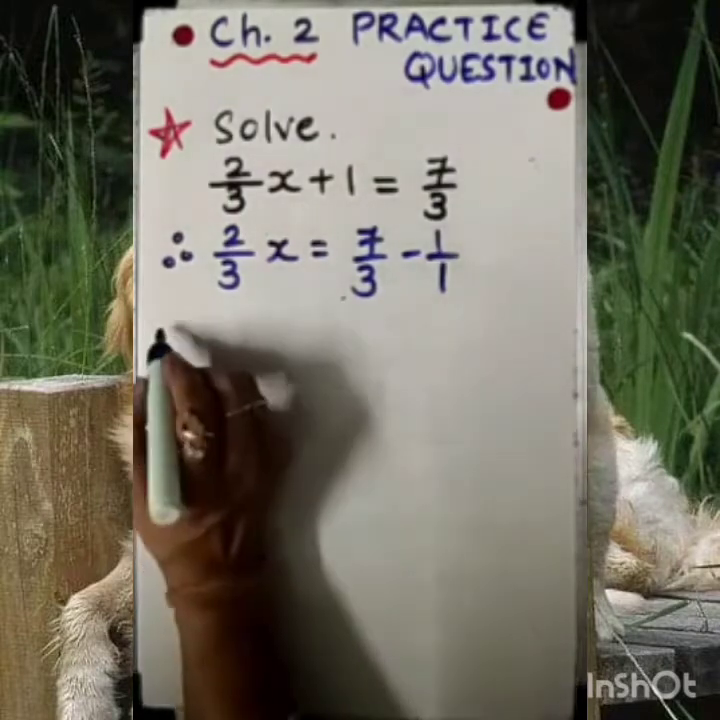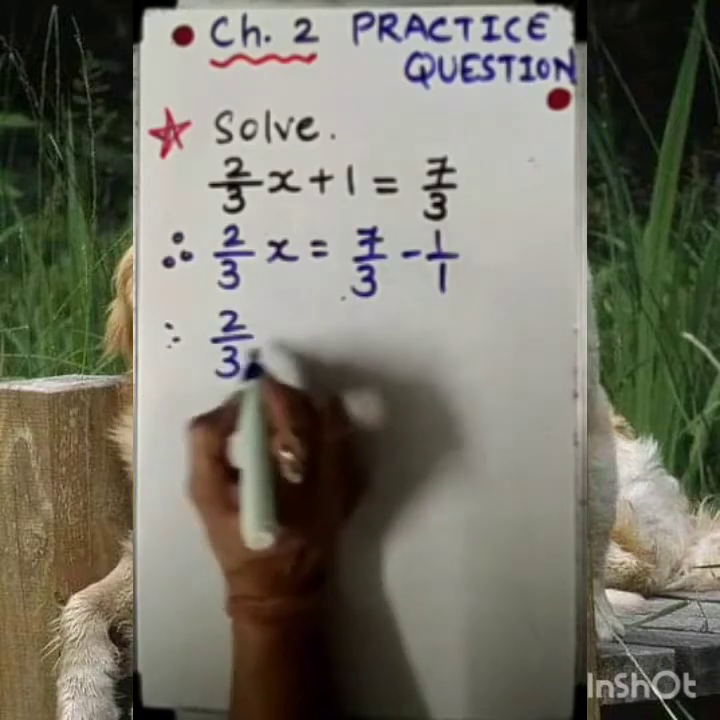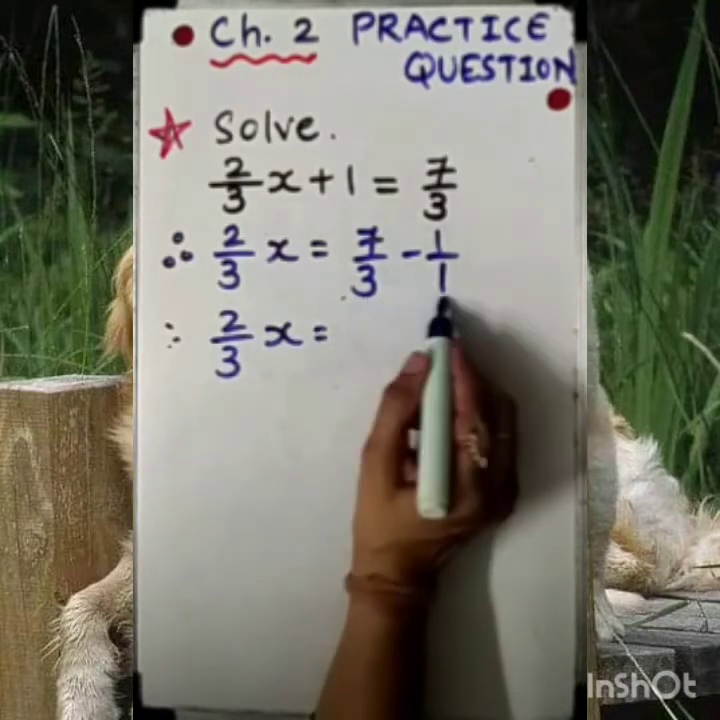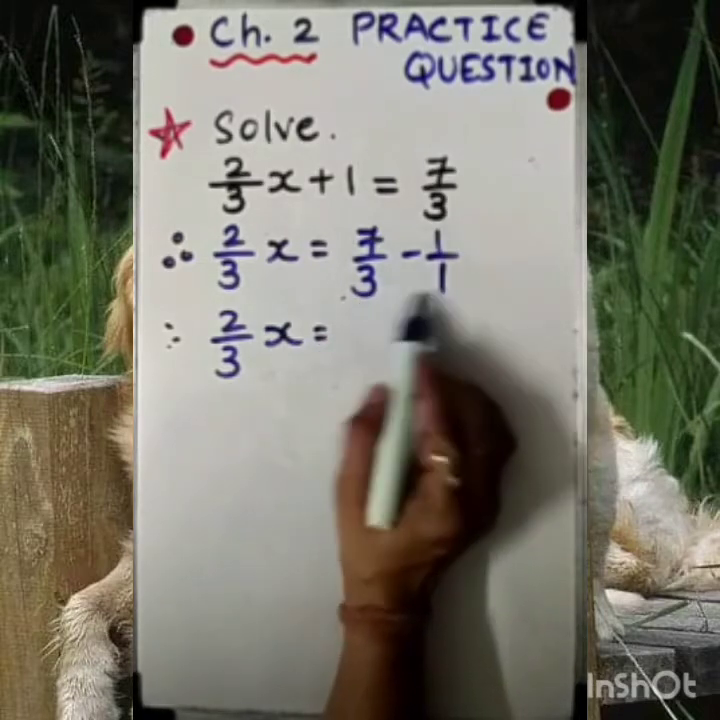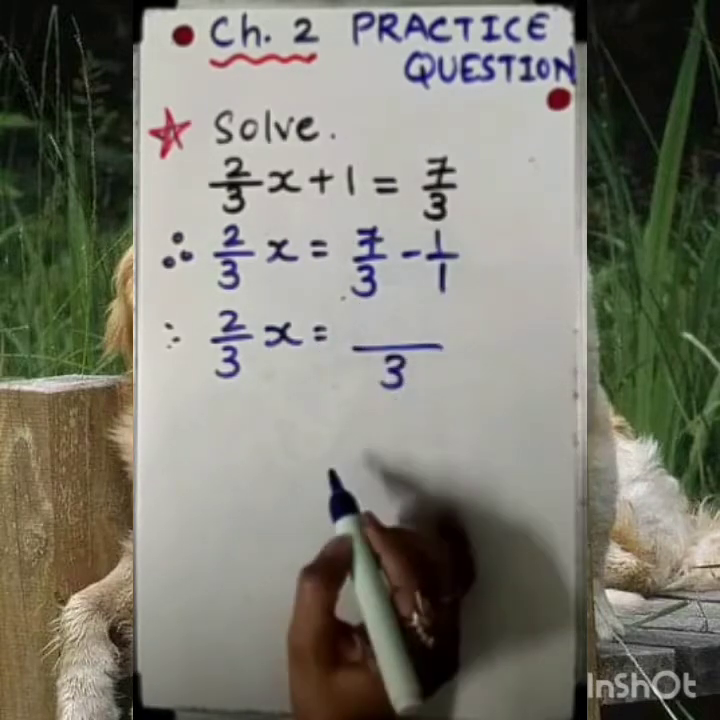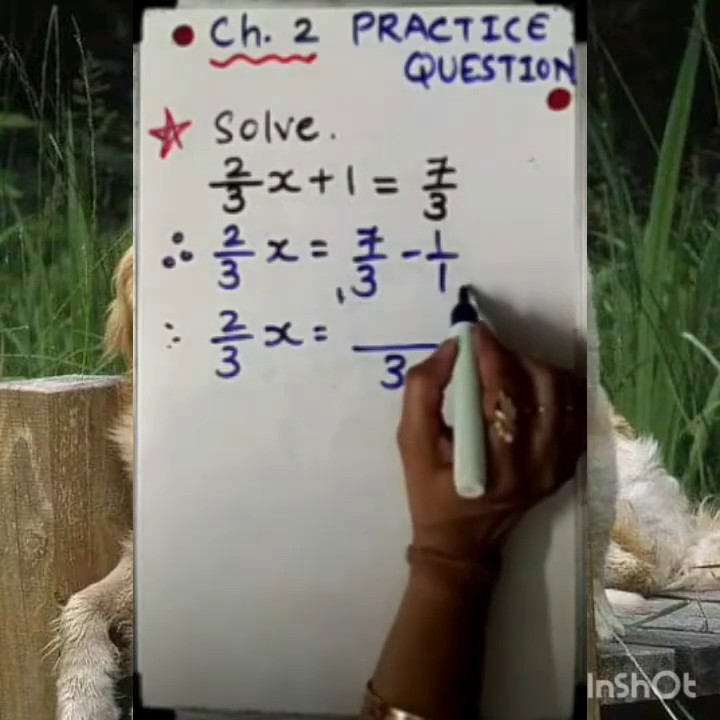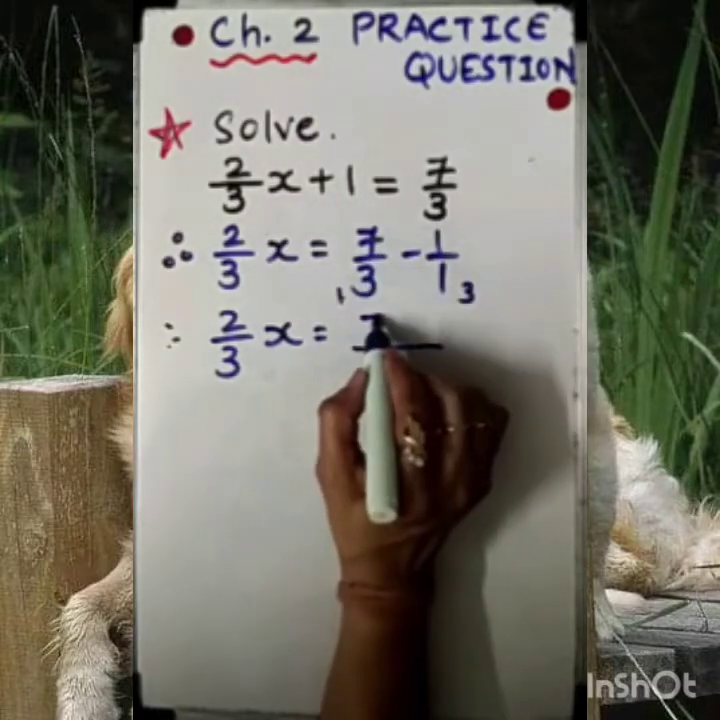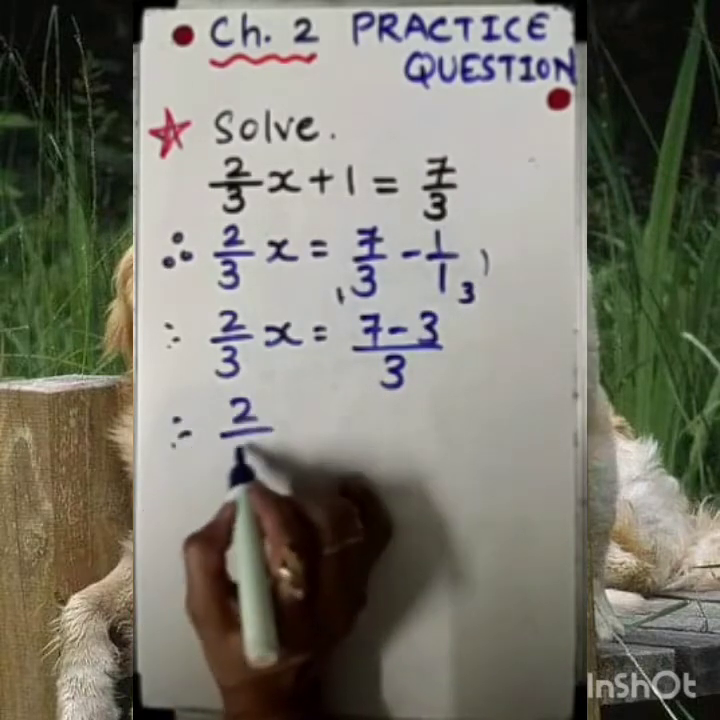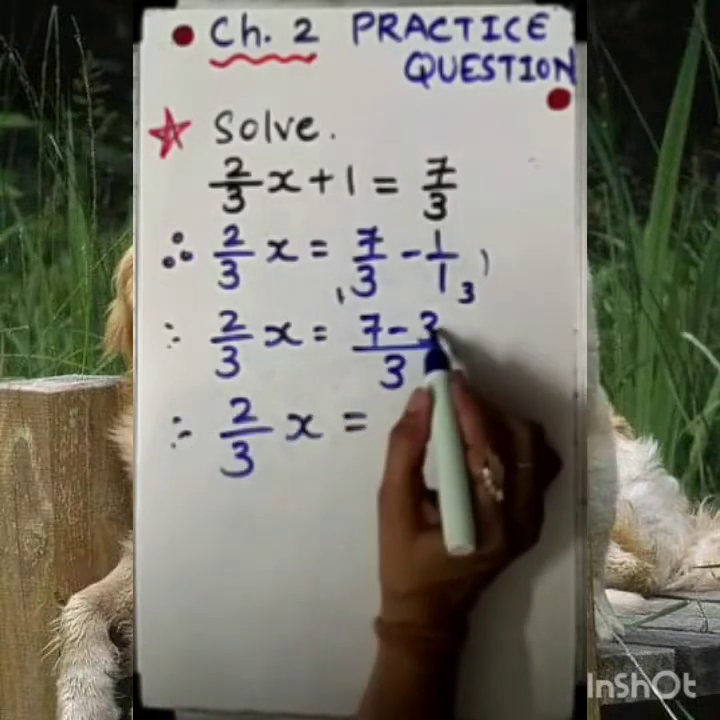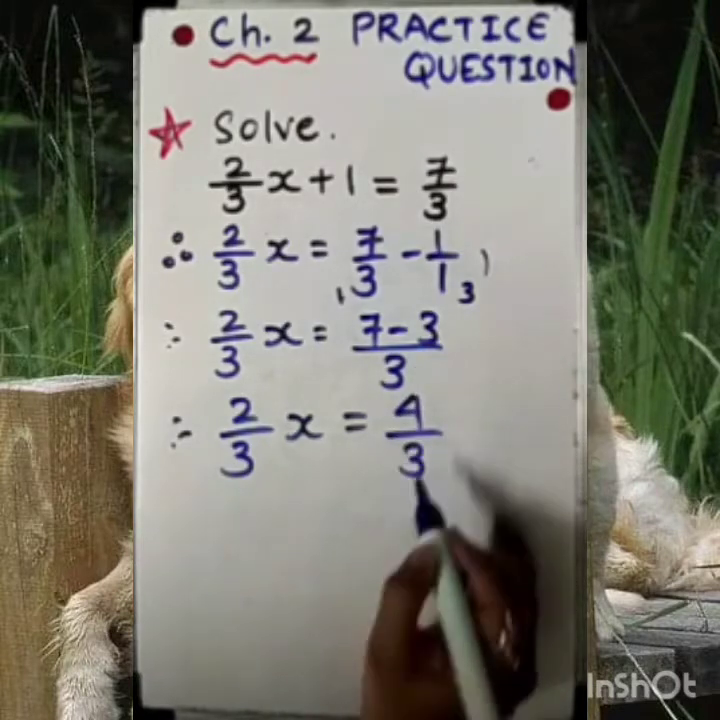So let's take the LCM. This time I am choosing the LCM for the RHS. That technique also I am teaching you. The LCM of 1 and 3 will be 3. So here I need to multiply with 1, here with 3. So 7 1s are 7, 3 1s are 3. So my dear student, here (2/3)x equal to 7 minus 3 is 4, 4/3.